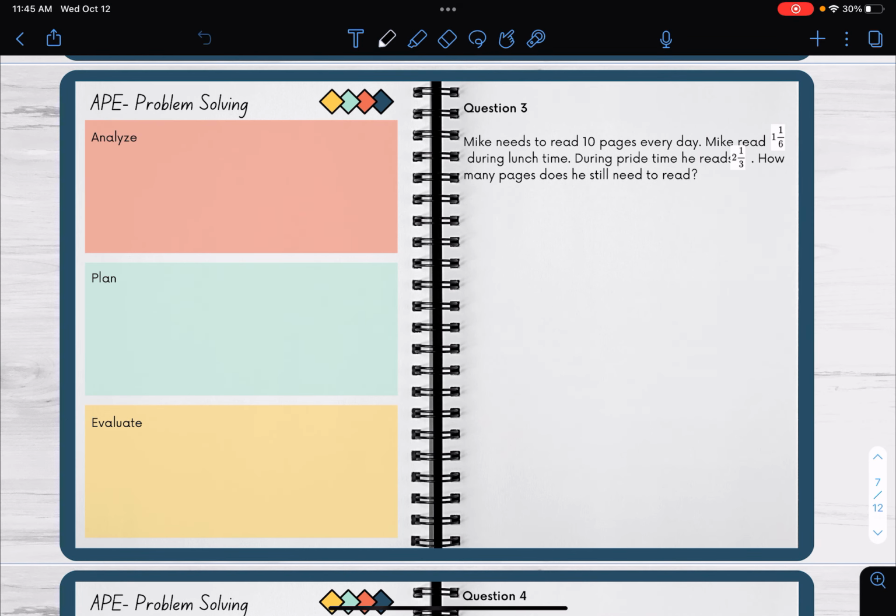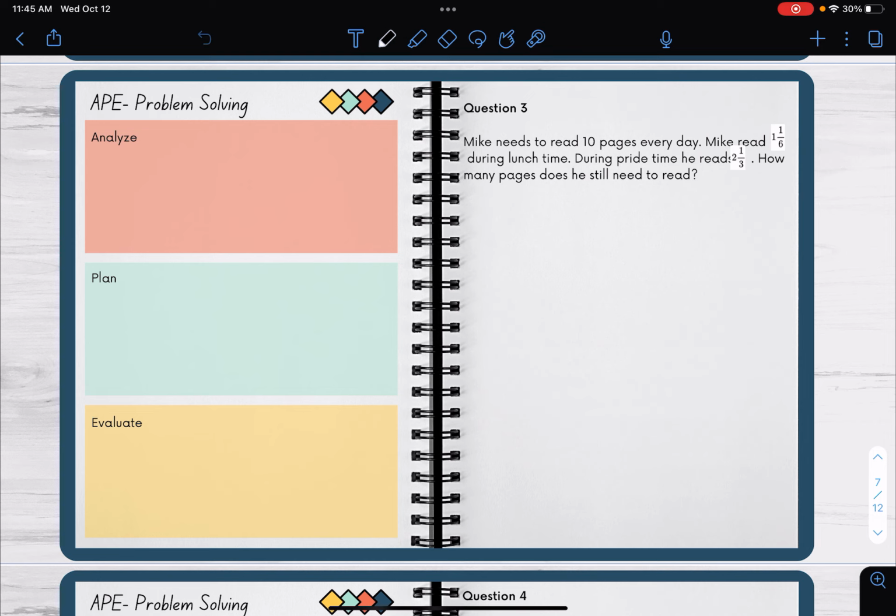All right, so for question number 3, it says Mike needs to read 10 pages every day. Mike read 1 and 1/6 during lunchtime. During prime time, he reads 2 and 1/3. How many pages does he still need to read?